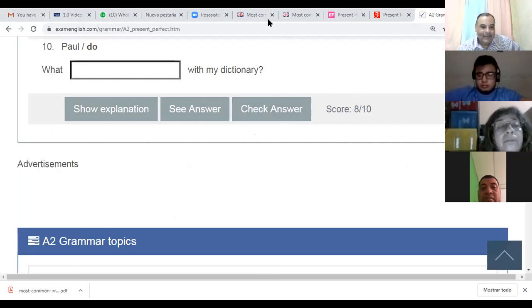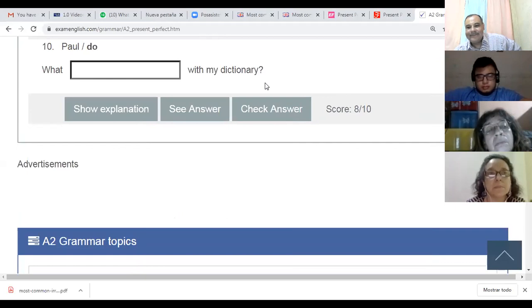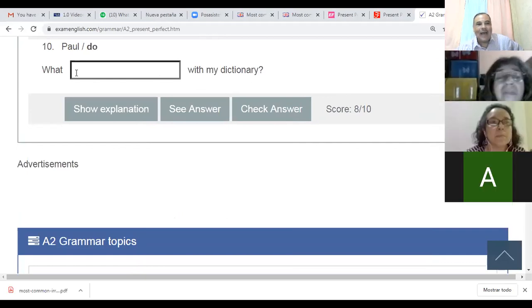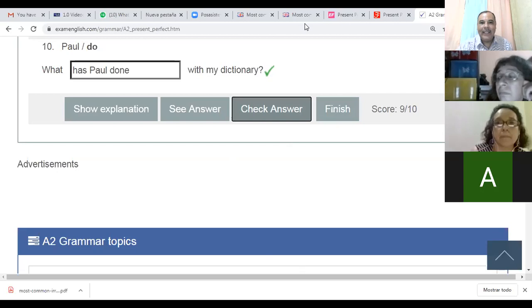Let me see. Beatriz Alegría. What? What Paul? No, what? Auxiliary first because it's a question. And the past participle of do. Done. What has Paul done with my dictionary? ¿Qué es lo que ha hecho Paul con mi diccionario? Very good, very good. Now, we finish. Check answer. Very good. 9 out of 10. Now, the last exercise.